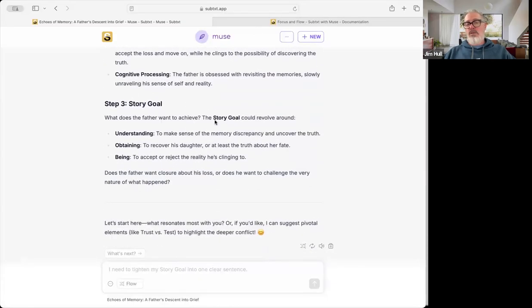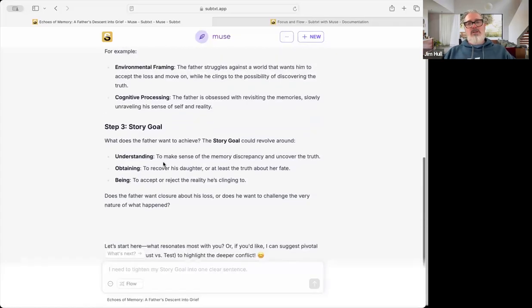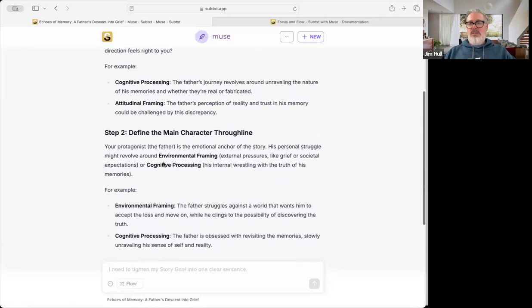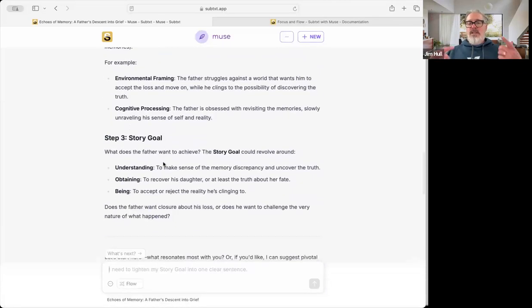And it's going to keep going, because the next one would be the goal. So it's picked the three highest probability options for what the goal is. Understanding could possibly be it, untilling could be it, being could be it. Those of you who've been around the block are already thinking, well, these don't all really go together. And that's the flow thing.